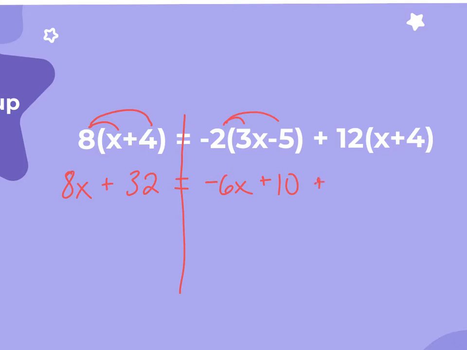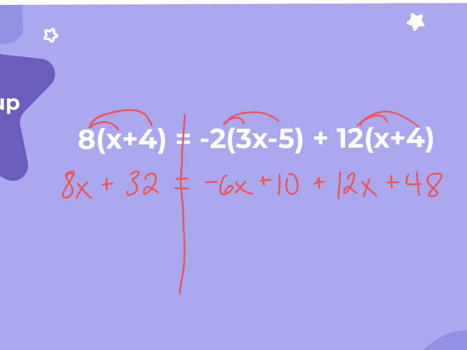We still have a little bit more. 12 times x. 12x. And 12 times 4. 48. Awesome. Hopefully you made it that far, at least.